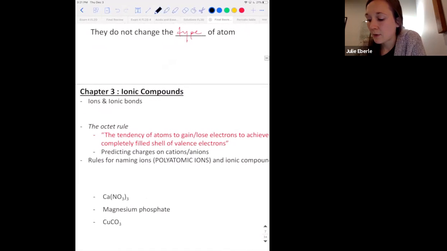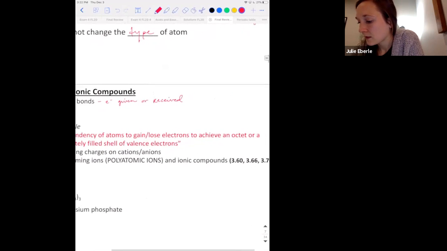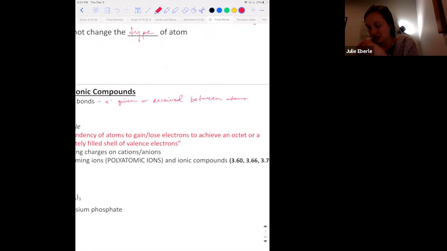They are the basis for how we get ionic compounds. And an ionic bond is when an electron is given or received between atoms. It is completely given or received, not shared.